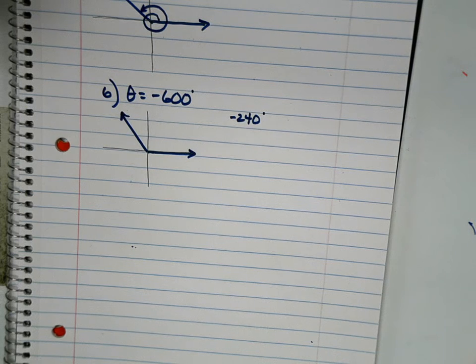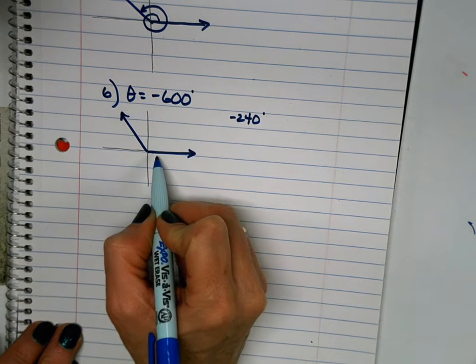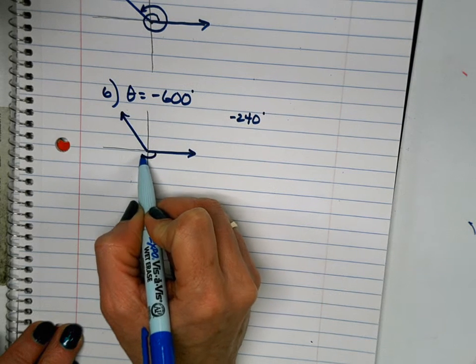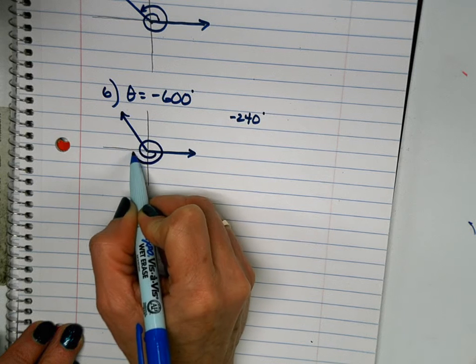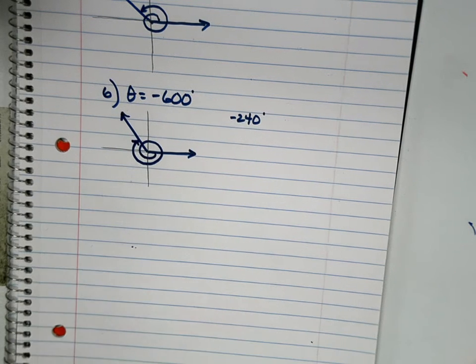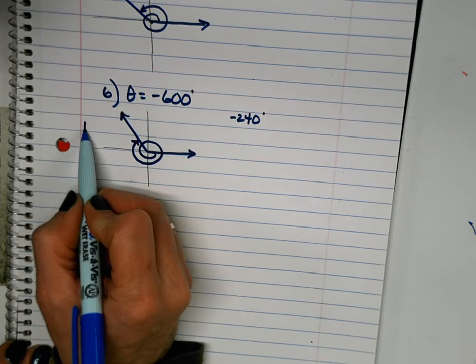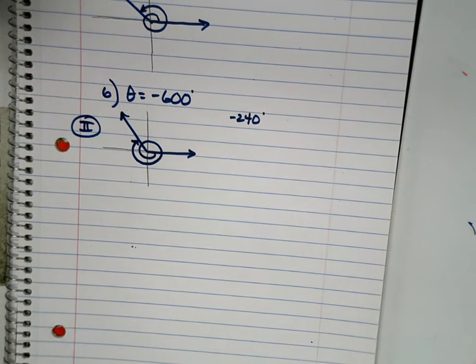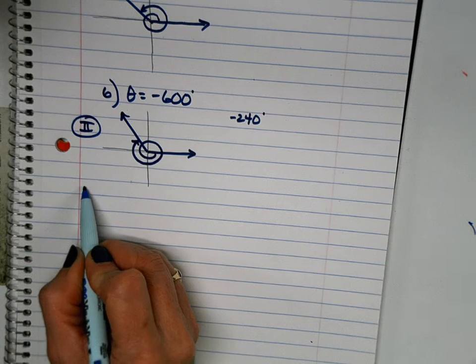Okay, and then do that little spiral thing again, right? Start at the initial ray, spiral all the way around. Does it matter what direction? Yes, it does. You got to go down first because it's negative. Yeah. And we'd say that's quadrant 2. We just kept ending up in quadrant 2. They don't always, right?